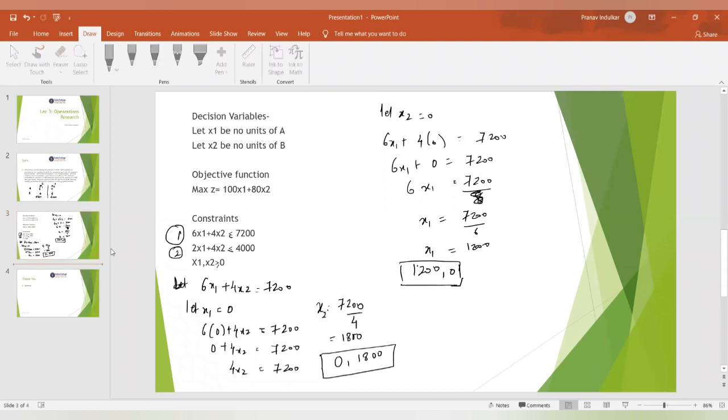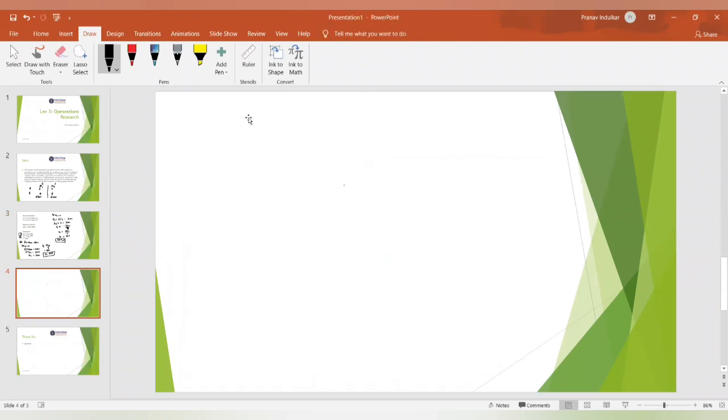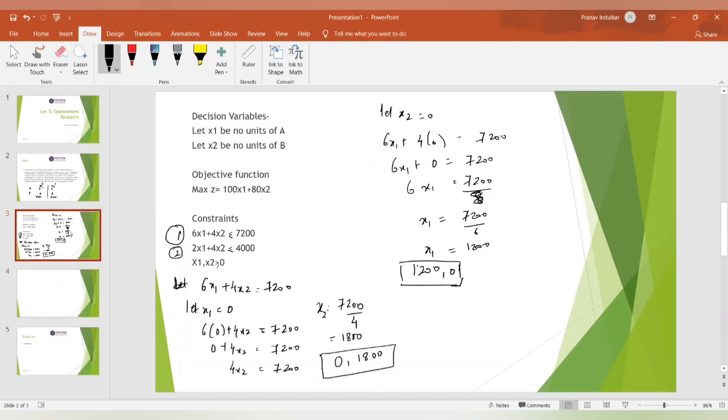Okay, now I have done this for equation number 1. I have to do this again for equation number 2. You want to copy this down? Please copy this down and start doing the second one as well.